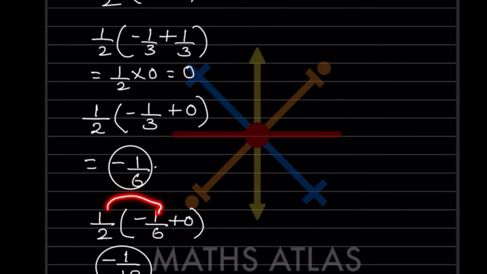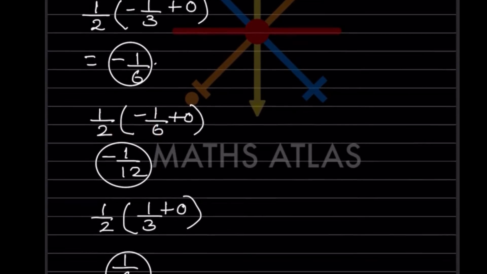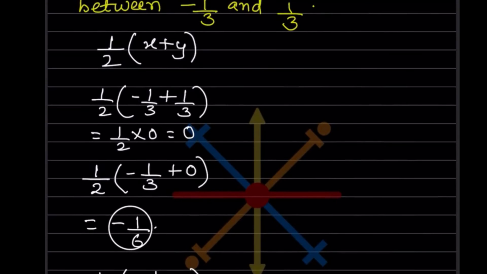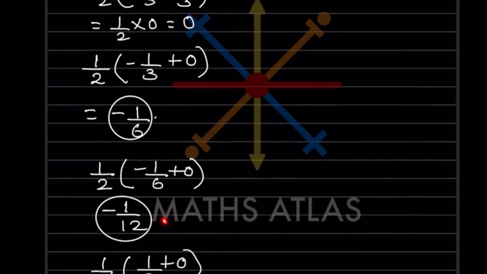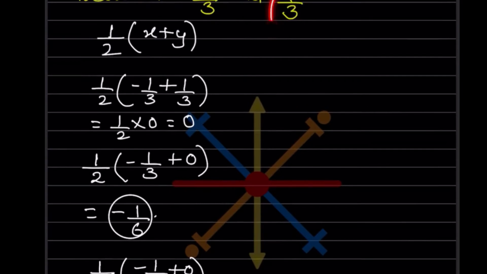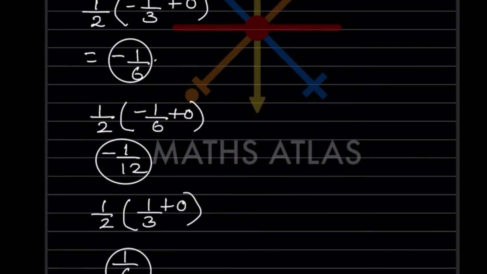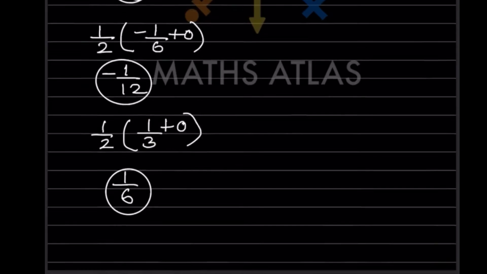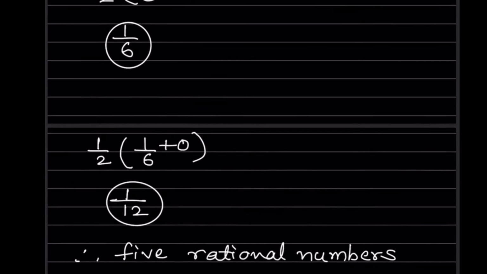So when you multiply this, because this 0 is gone, here we get minus 1 by 12. So this is 2 into 6. Now again, what will you do here? 1 by 2. We got three numbers here, 1, 2, 3. Now we have 1 by 3. So again you will do 1 by 3 plus 0, so this is going to be 1 by 6. Now again we will take this 1 by 6, so 1 by 2 of 1 by 6 plus 0. So this is going to be 1 by 12.